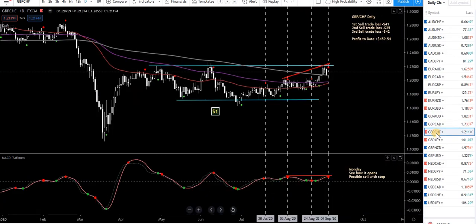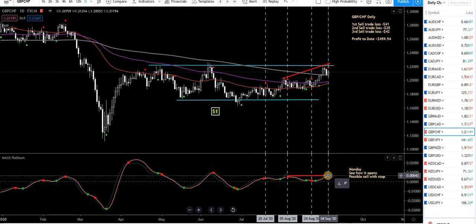Pound Swiss. All right, Monday. See how it opens. Possible sell, with a stop. This is one that's been above the zero level on the MACD Platinum, and I've had three goes at it, and I've lost every one. So these grey lines represent the sell trades. I've lost every time, and come Monday, there's another sell signal.